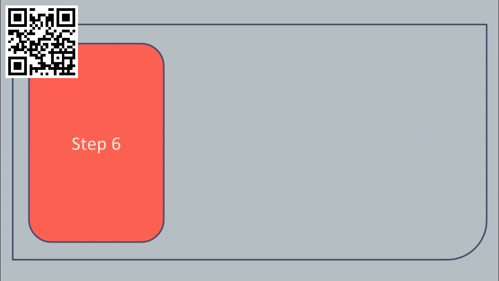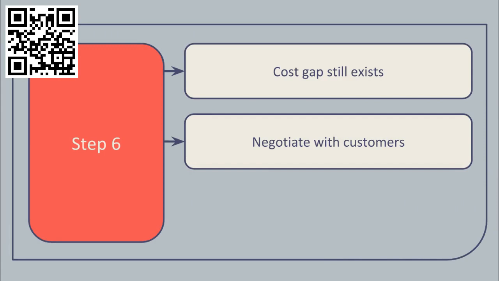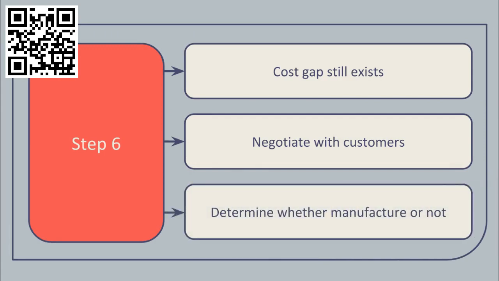Finally, in step 6, if a cost gap still exists, the company could consider negotiating with customers in order to determine whether the manufacture of the product proceeds.